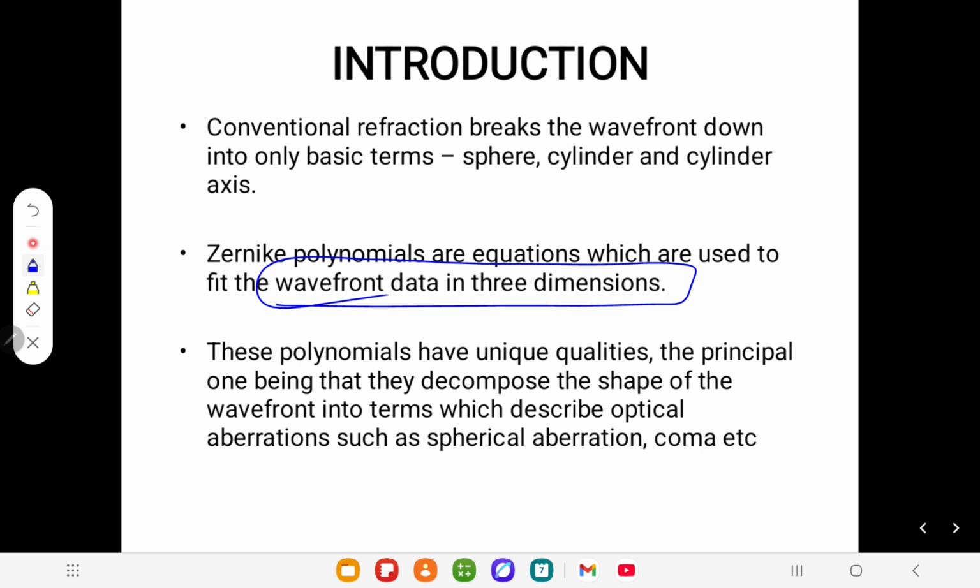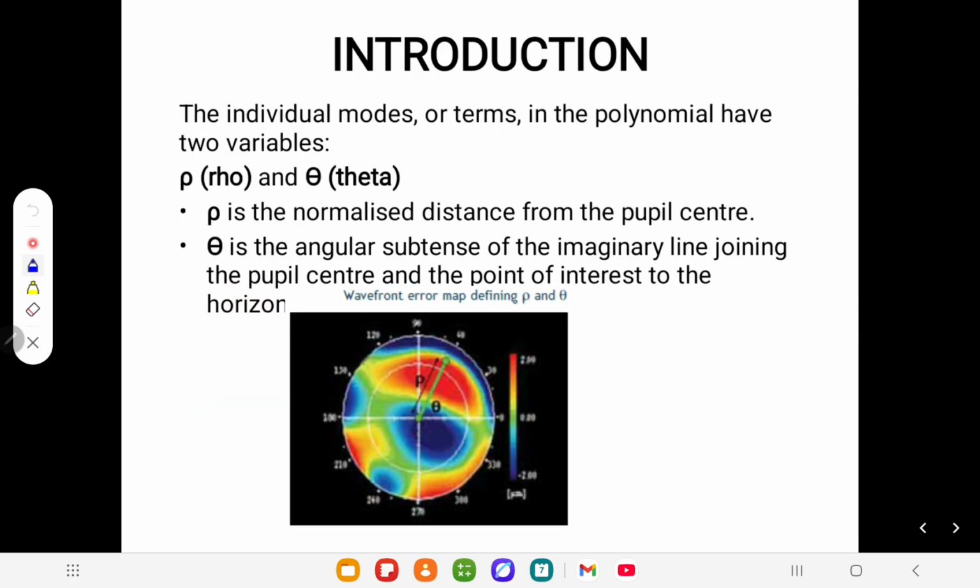These polynomials have unique qualities, the principal one being that they decompose the shape of the wavefront into terms which describe optical aberrations, such as spherical aberration. So the shape of the wavefront is categorized, describing the optical aberration. The basic terms in Zernike polynomials are rho and theta, which you have to understand. Rho is the normalized distance from the pupil center.